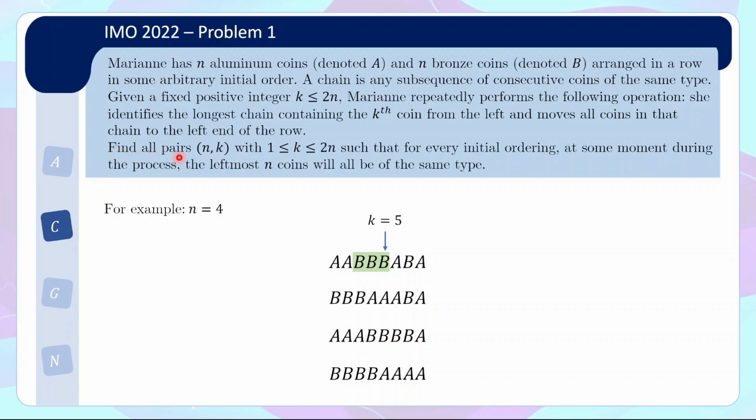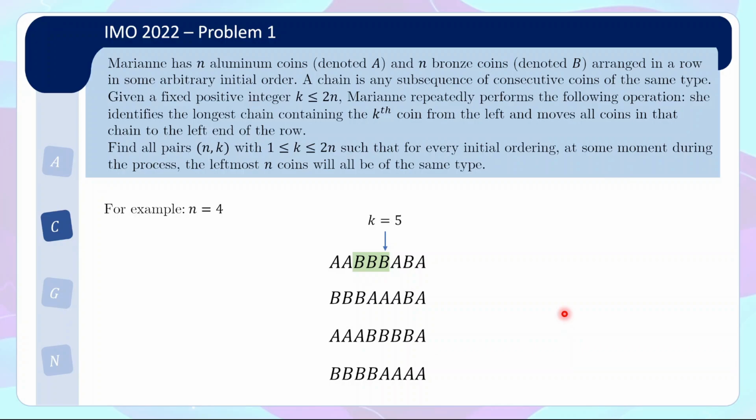So we are supposed to find all pairs (n, k) with 1 less than or equal to k less than or equal to 2n, such that for any initial ordering, at some moment during the process, the leftmost n coins will all be of the same type. So for this particular n and k, it does happen for this particular initial ordering, as we do end up with all the 4 coins on the left at some point being the same type. So we are supposed to find all such pairs of k and n such that regardless of the initial ordering, we end up with this situation at some point in time.